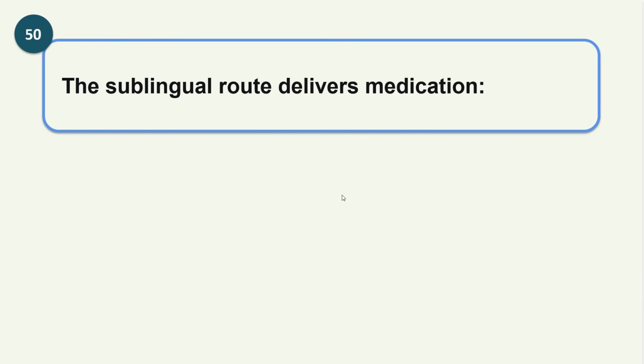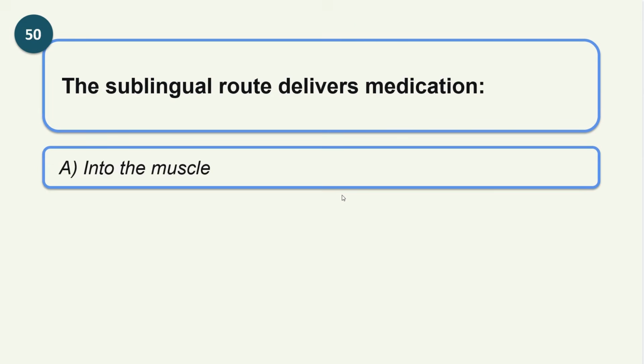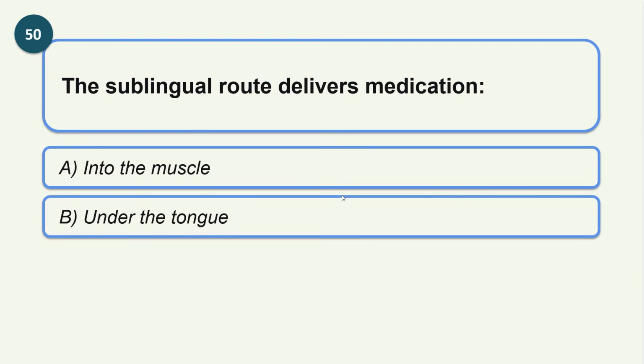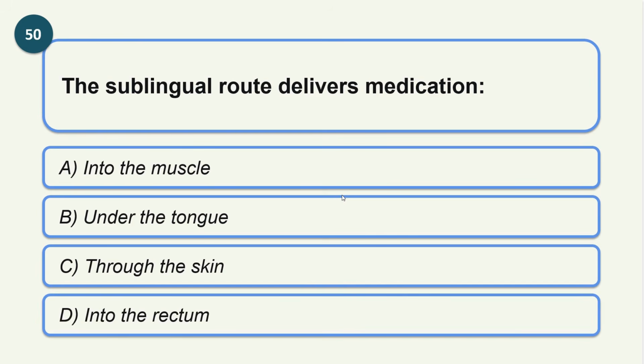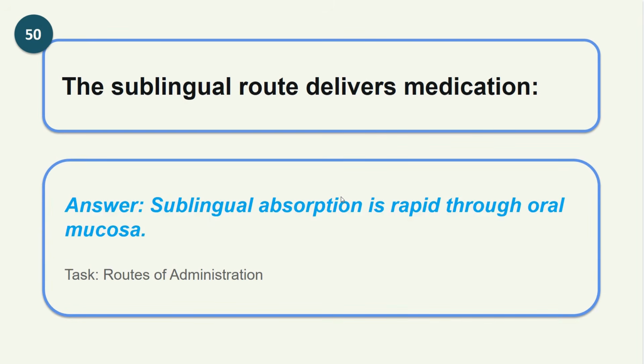Next, a sublingual route delivers medication A. into the muscles, B. under the tongue, C. through the skin, D. into the rectum. Correct answer is under the tongue, because sublinguals are absorbed rapidly through the oral mucosa under the tongue.